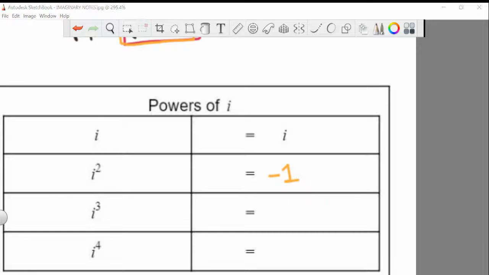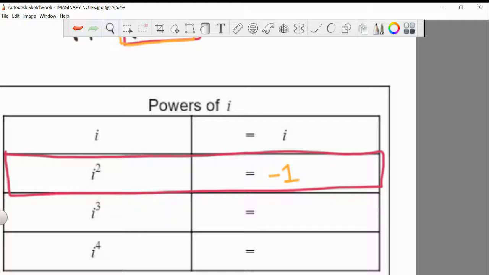And what I would recommend, if you like taking nice notes, is to give this box a little extra color, because that is the super important one. Out of all four of these, i squared equals -1. That's the most important one that you really want to memorize.